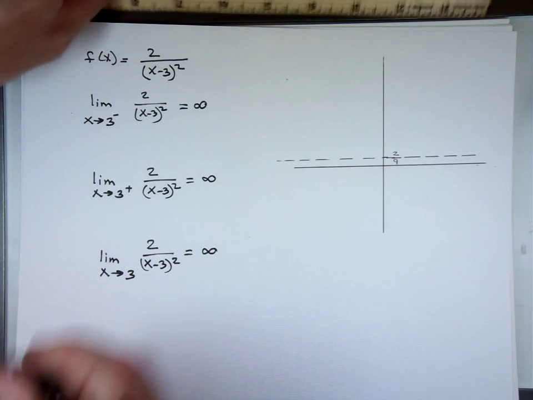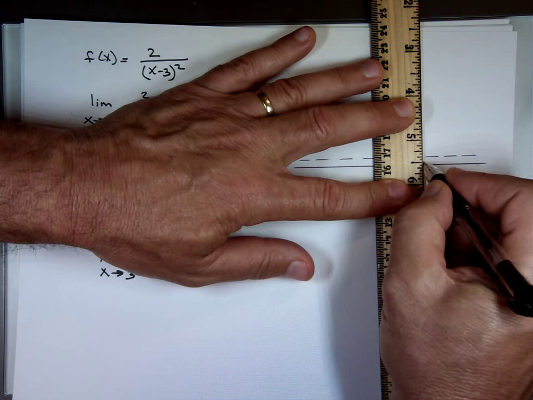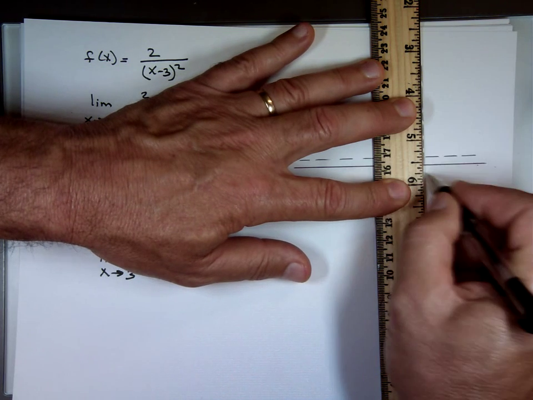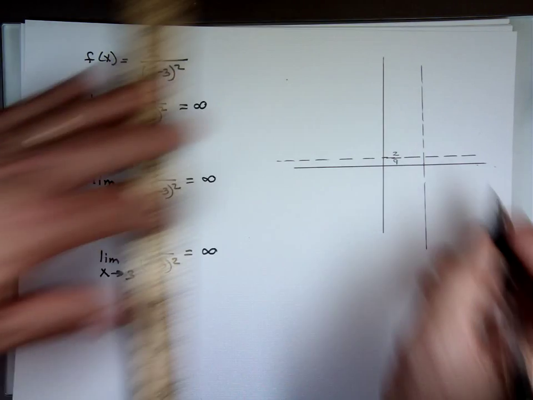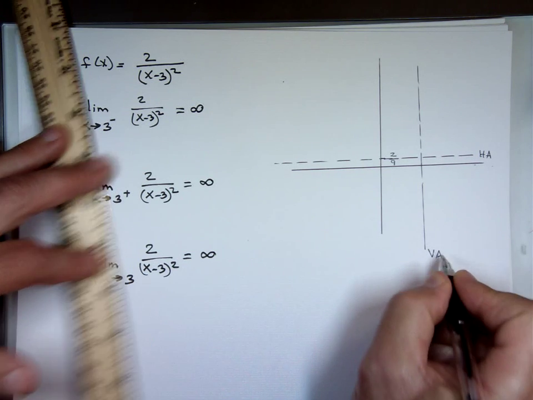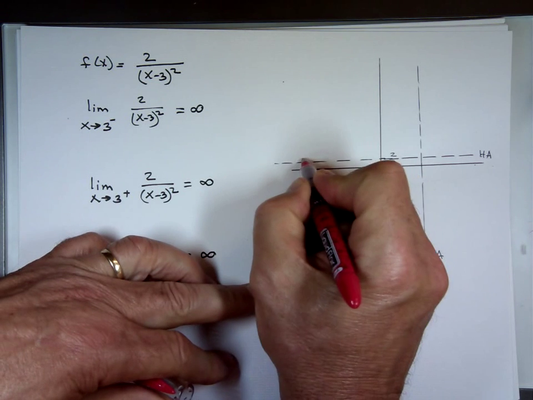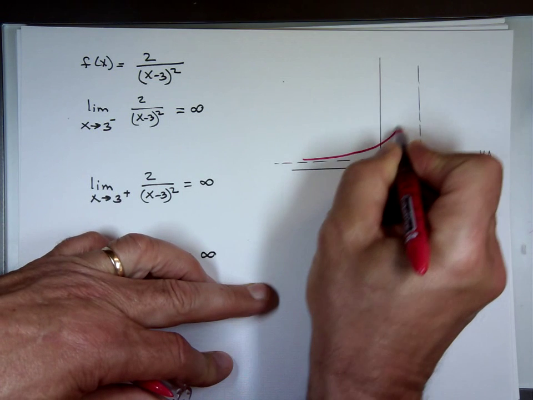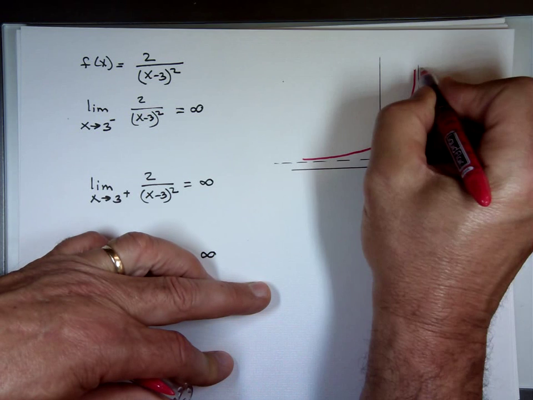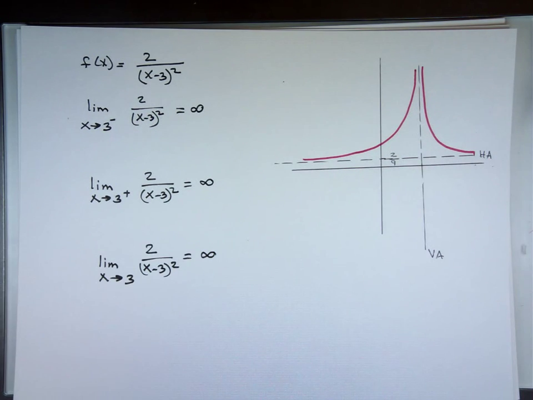And the graph will look like, there's the 3 here. That's a vertical asymptote. That's actually horizontal asymptote. That's coming up in chapter 4. That's vertical asymptote. So if I graph the function, it will look like this. That's what the graph will look like.